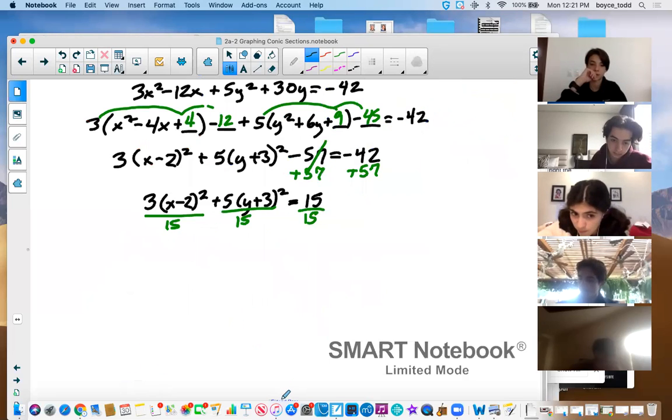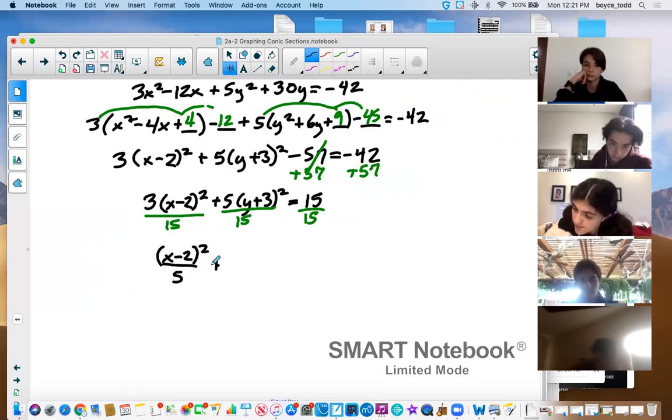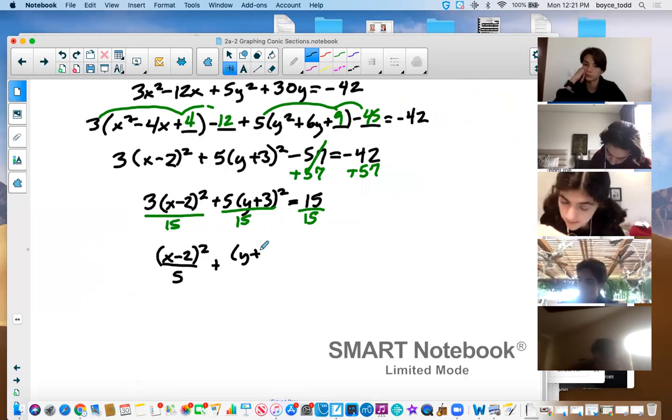So this is going to be x minus 2 squared over 5. Remember, 3 over 15 is the same as 1/5. And then y plus 3 squared, 5 over 15 is the same as 1/3. And now we have a 1.